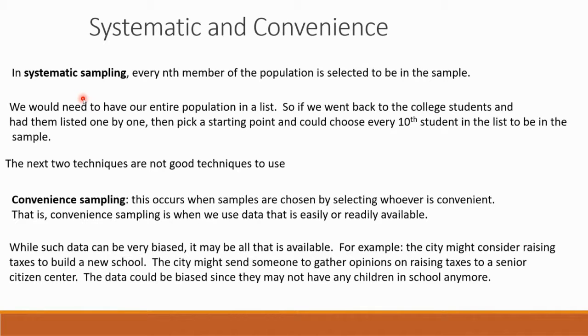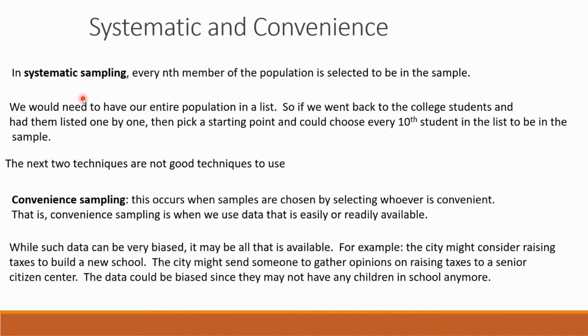The example I gave here was, let's say the city was deciding whether to raise taxes to build a brand new school, right? Okay, so they might want to know what the people living in the city think about this, what their opinions are. So what they do is they send people to get these opinions, but they send them to, say, a senior citizen center. Maybe because it's very easy for them to talk to the senior citizens there. They can go in at any time, I guess. I don't know. But the problem with that is that that data could be very biased. Now, why is that? Because odds are the senior citizens may not have children or grandchildren even that go to the school.